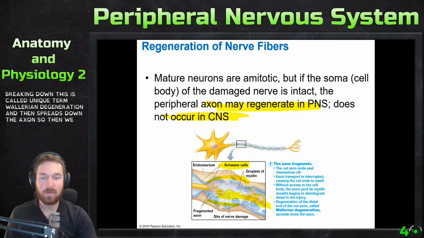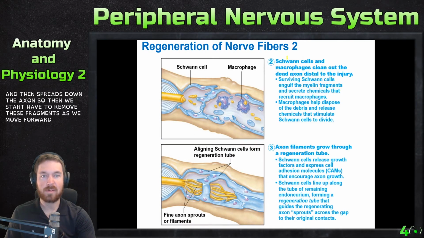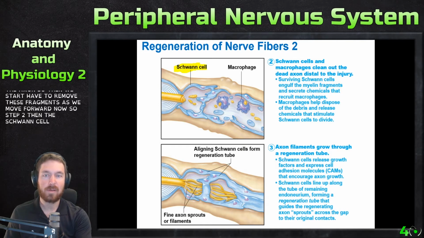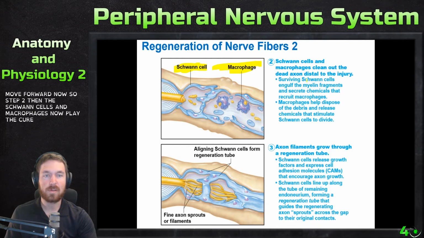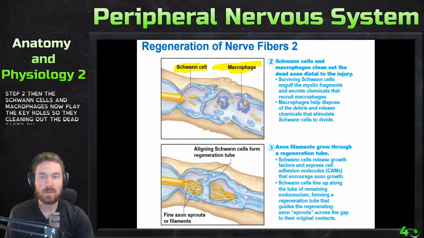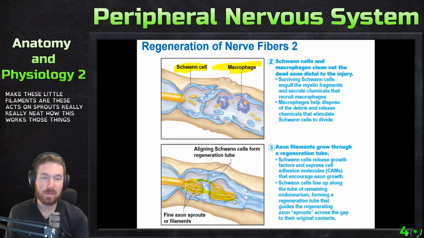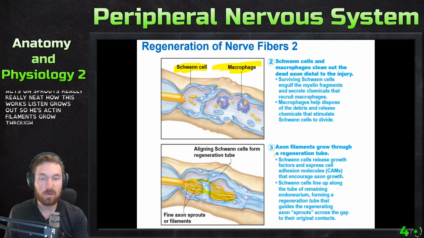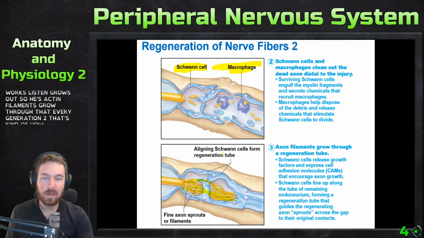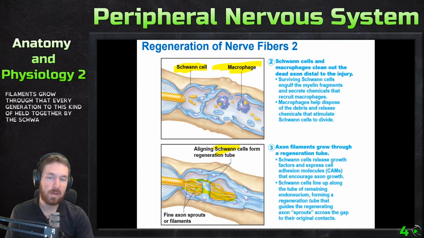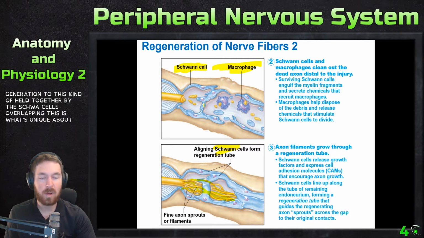So then we have to remove these fragments as we move forward. So step 2, these Schwann cells and macrophages now play the key roles. They're cleaning out the dead axon distal to the injury, and then they're going to start regrowing this. So they make these little filaments or axon sprouts. Really, really neat how this works. So this then grows out. These axon filaments grow through a regeneration tube that's kind of held together by these Schwann cells overlapping. So this is what's unique about these Schwann cells.